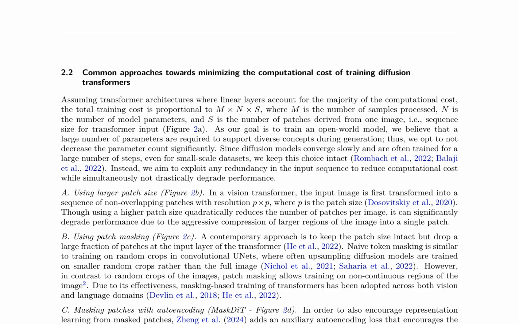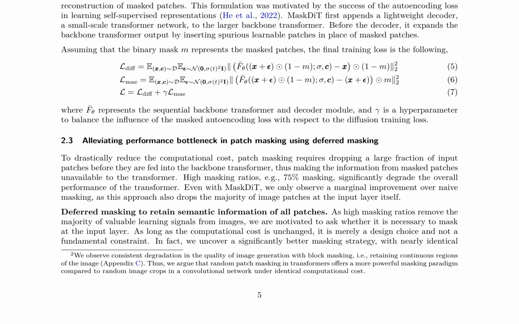Patch masking involves dropping a large fraction of patches at the input layer of the transformer, which can significantly degrade performance. To alleviate this issue, researchers have proposed using an auxiliary auto-encoding loss to encourage representation learning from masked patches, known as masked DiT. However, this approach requires optimizing a surrogate objective and has nearly identical computational costs.